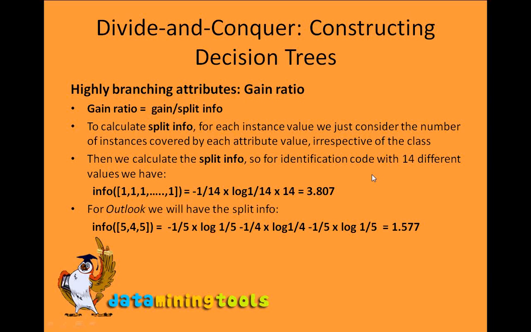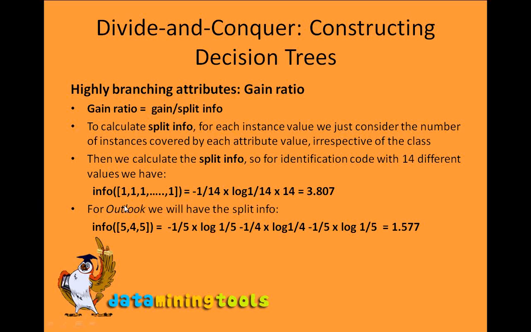For this decision tree we had 14 different values, assuming n equal to 14. For this, the split info will be info of 1 comma 1, 14 times. So what we have done is just mentioned the number of instances covered by each branch, irrespective of the class value. Say if a branch has one yes and one no, then we'll just have a 2 over here. We are not concerned with the value of classes. And when we calculate this info, it comes out to be non-zero: 3.807.